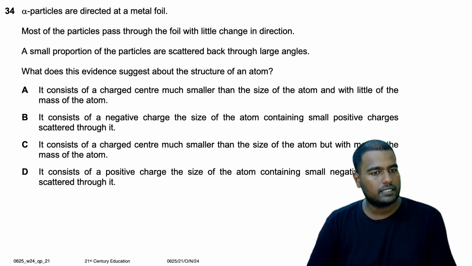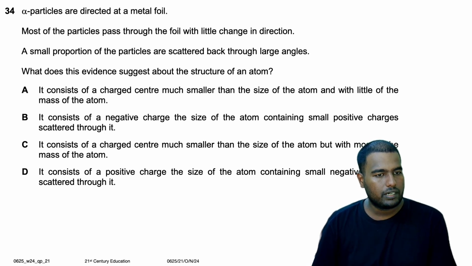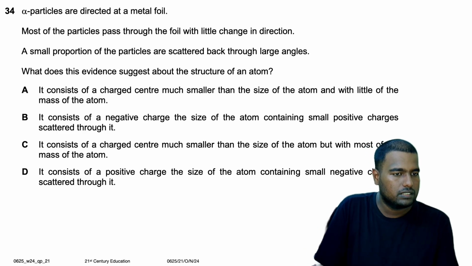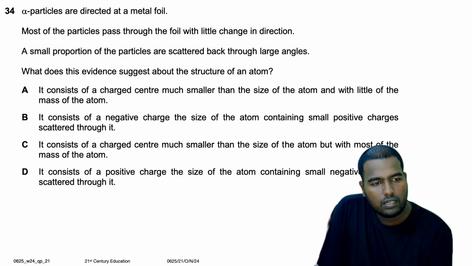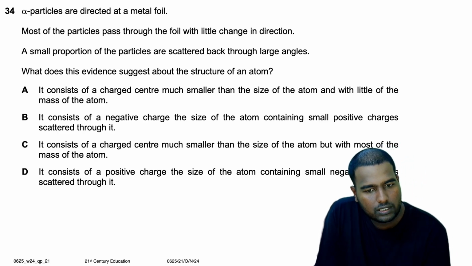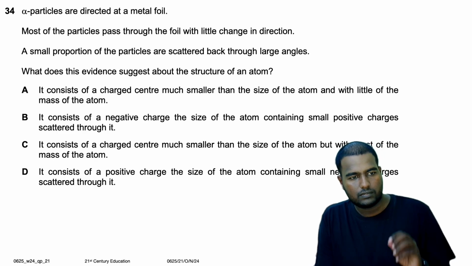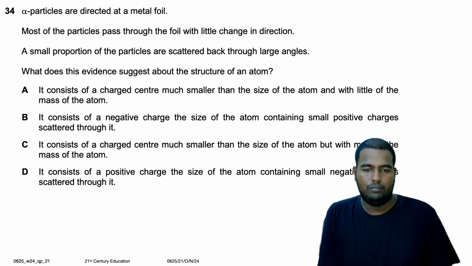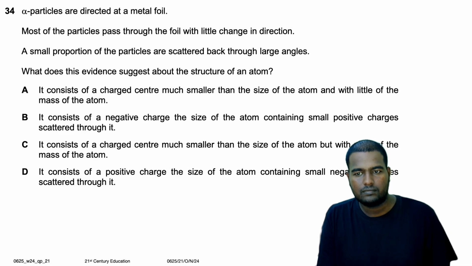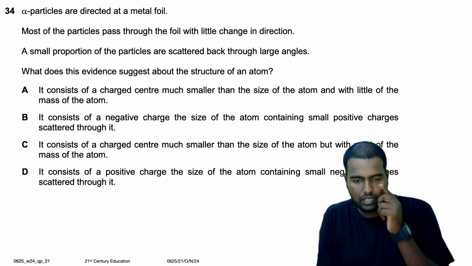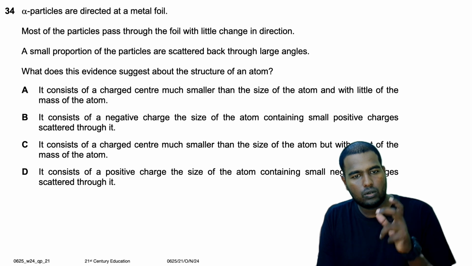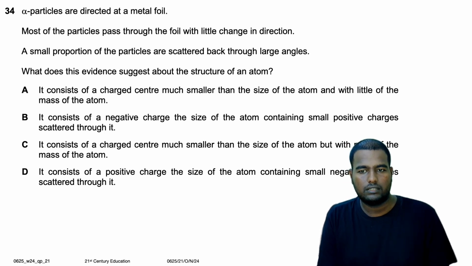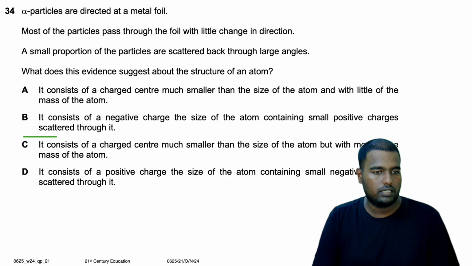Alpha particles are directed at a metal foil. Most of the particles pass through the foil with little change in direction. A small proportion of the particles are scattered back through large angles. What does this evidence suggest about the structure of an atom? Okay, so it's a small proportion, meaning that most of the atom's space is empty. All of it consists of a charged center. Why? Alpha particle is positive, so the charged center also must be positive to scatter back through large angles. Okay, so it's option C.